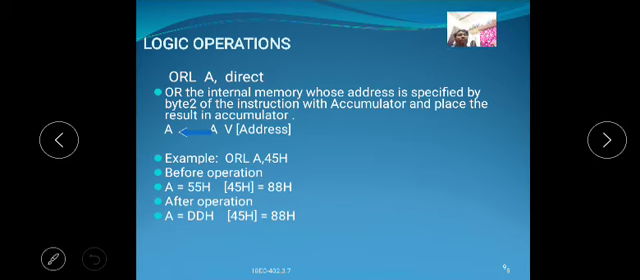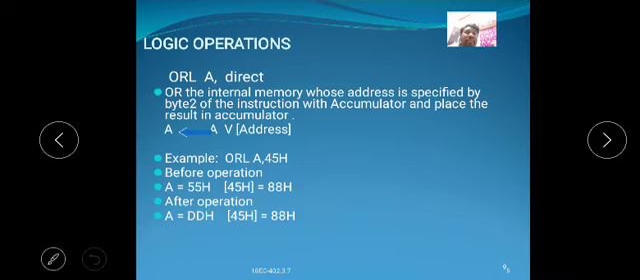Example: ORL A comma 45H. Here 45 is not a value, it is the address. A is equal to 55H. The 45H memory location has the content 88. The 55 is ORed with 88, and the resultant will be DDH.